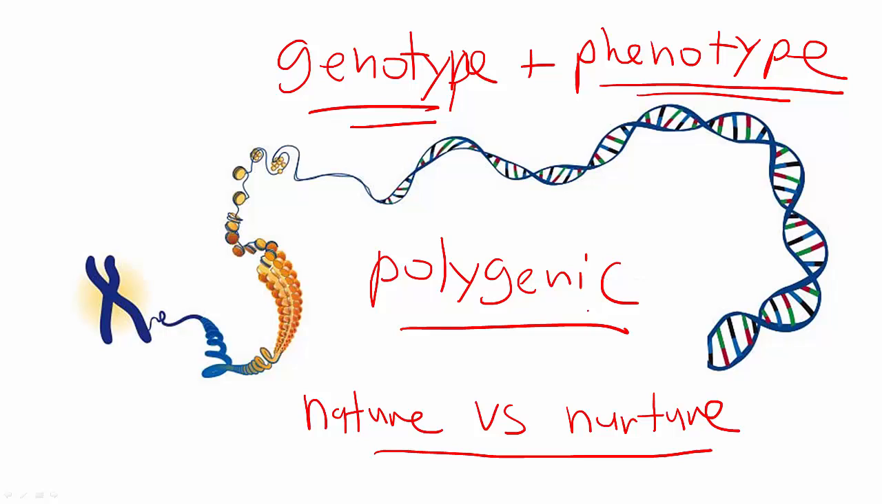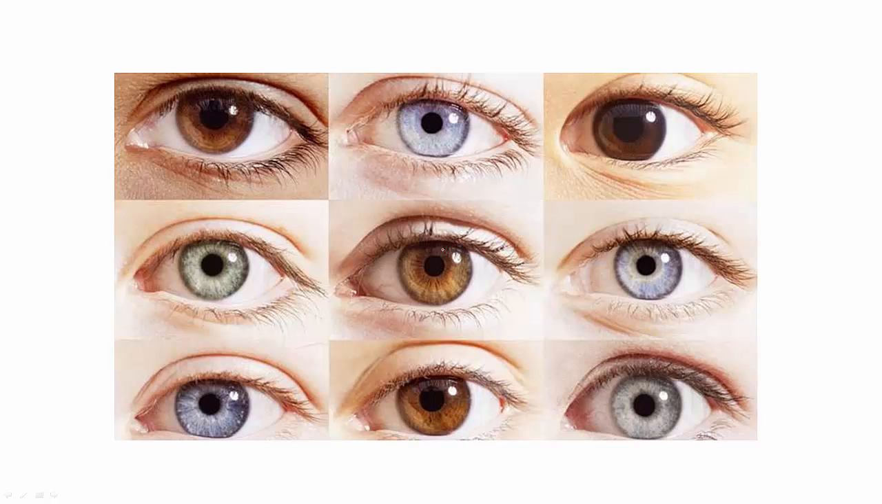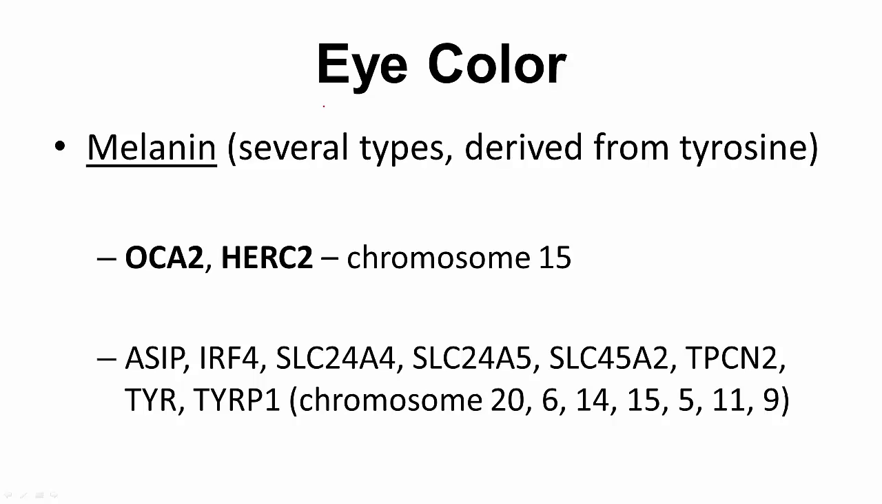Let's see an example of polygenic expression, human eye color. Here we see a small sample of different eye colors, or I should say different eye color phenotypes. And in truth, we still don't have the complete picture of how eye color is regulated. So what do we know about eye color? Well, we know that melanin is the pigment responsible for the different colors.